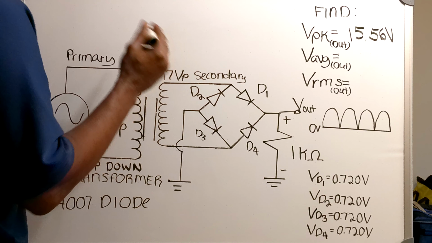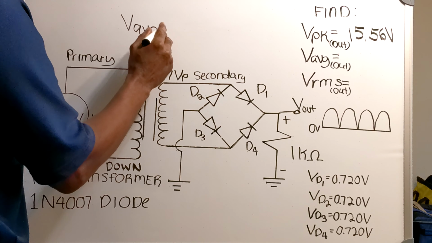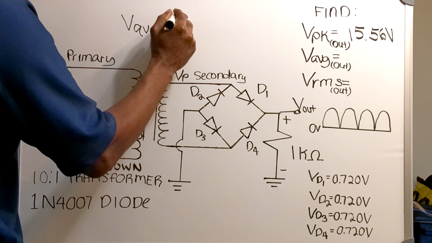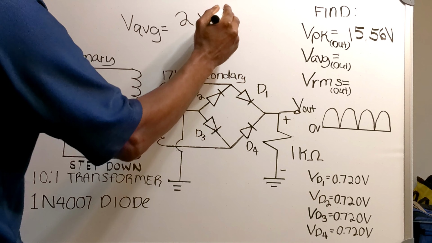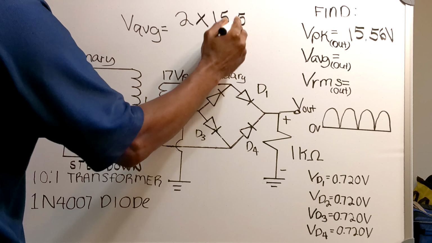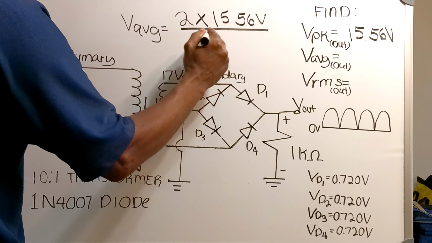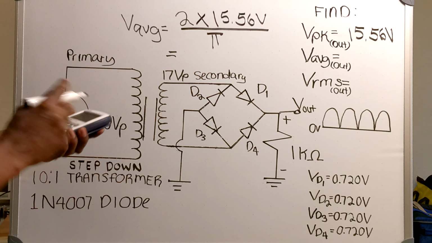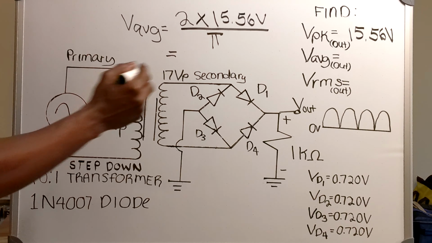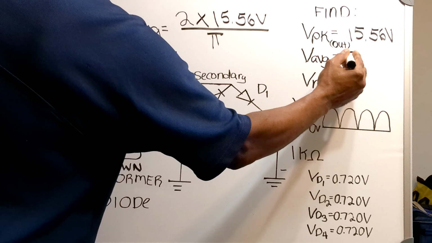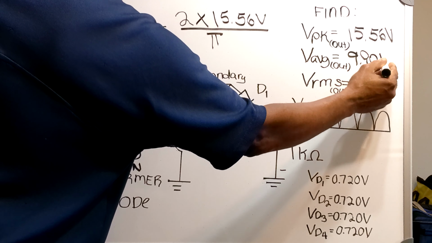Now I'll find the average voltage. V average out equals 2 times 15.56 volts divided by pi, and that equals an average voltage of 9.90 volts.